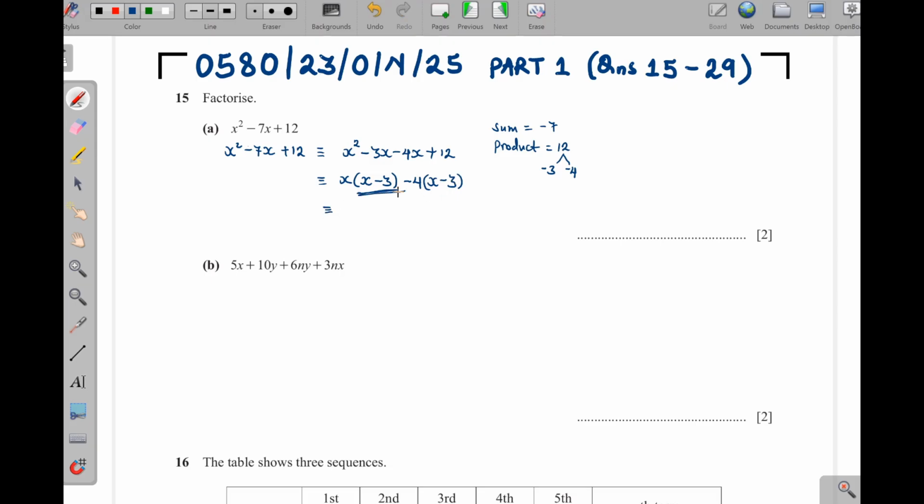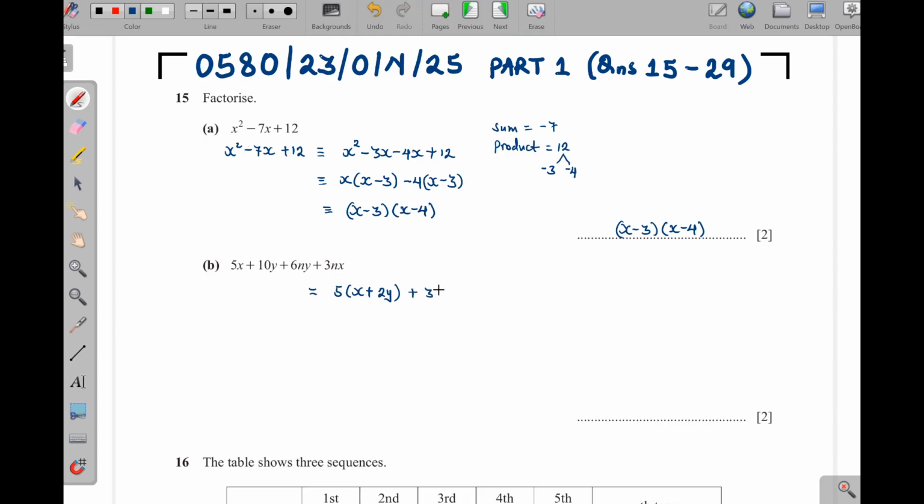Then we continue. You can see that this one is common. So if I pull it out, I will get x minus 3 and then x minus 4. So this becomes our answer. I'll just copy this and then put it there. Then part B, we have this one here. You can see that in these 2, 5 is common. So you have x plus 2y. Then how about here? We have 3n.